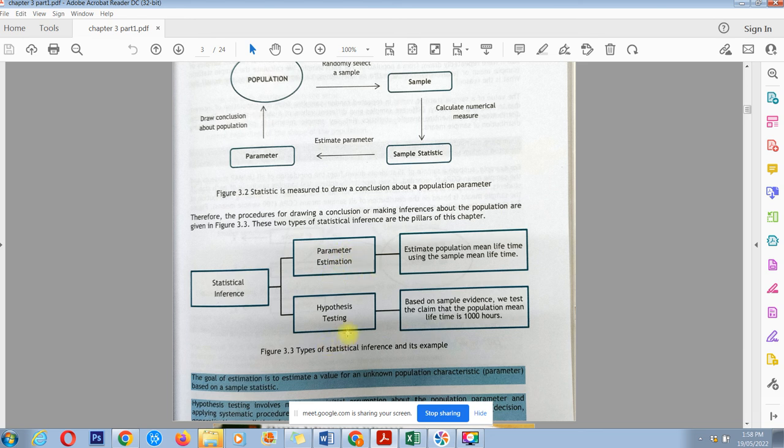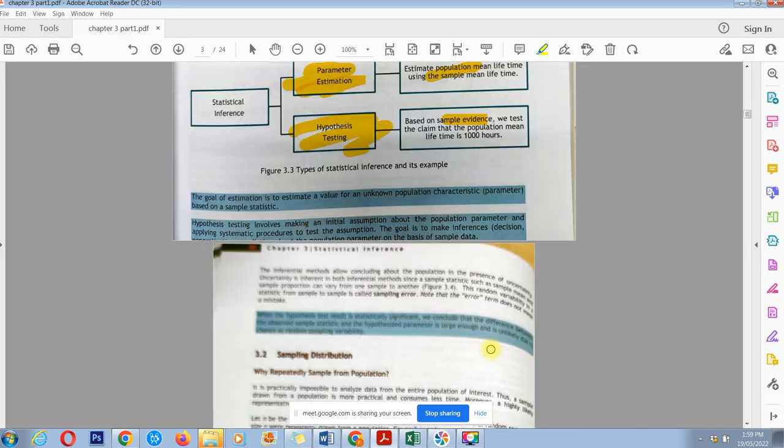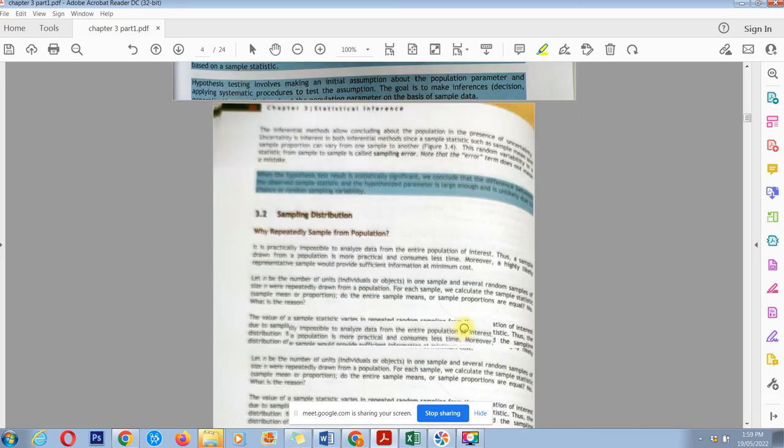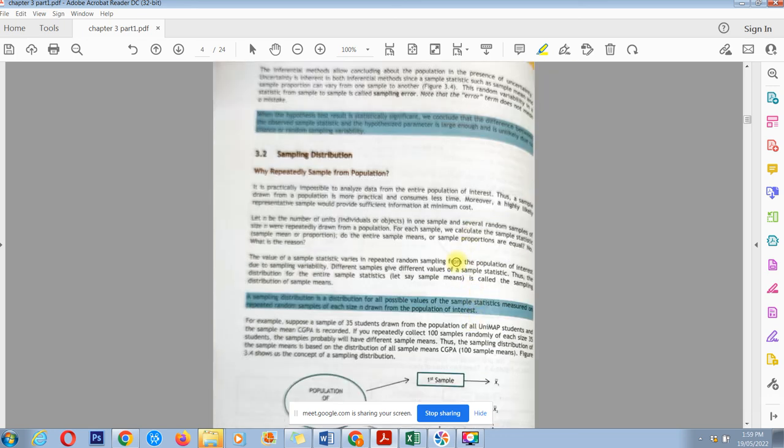So we can see here two differences between parameter estimation and hypothesis testing. You should highlight this: in parameter estimation, we estimate the population mean lifetime using the sample mean of lifetime, and for hypothesis testing, we use sample evidence to test and then make a claim for the population. Okay, clear here? Clear?